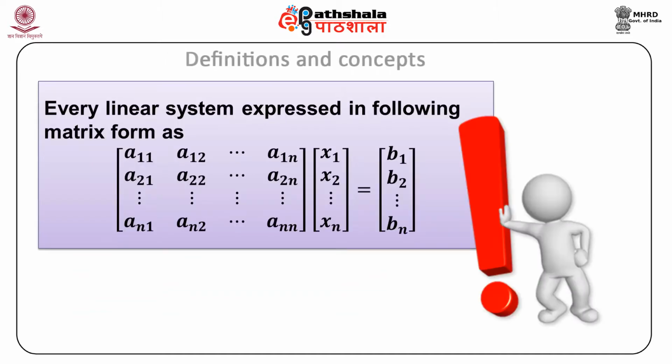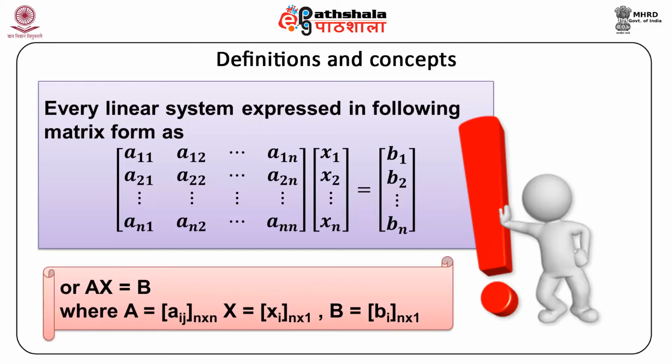Every linear system can be expressed in the following matrix form: the matrix with rows a11, a12 to a1n, a21, a22 to a2n, and so on till an1, an2 to ann, multiplied by x1, x2 right down to xn, is equal to b1, b2 right down to bn, or Ax = b, where A = [aij] n × n, x = [xi] n × 1, and b = [bi] n × 1.